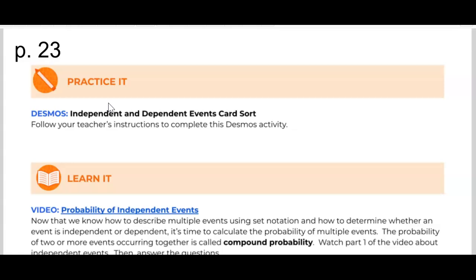All right, working through the rest of section 9.4 here, we're looking today at probability of independent events and probability of dependent events once again. You worked on that in a card sort yesterday, and there's more to do with it. So we'll start off with a video that's two parts.